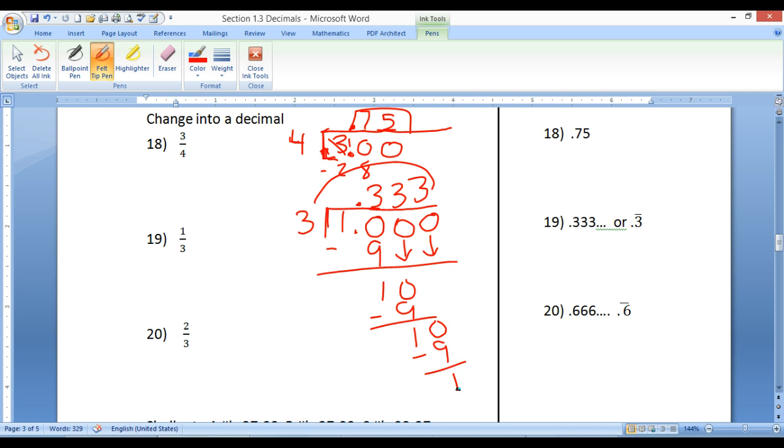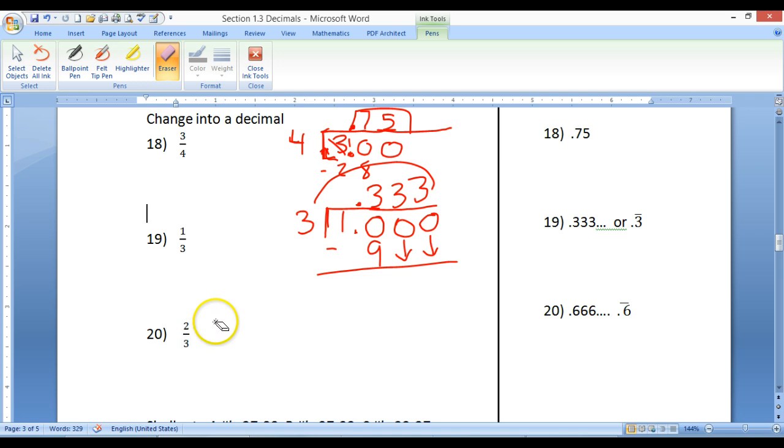So once you see that pattern repeating over and over and over, we write the answer as 0.3 with a line over top saying that 3 is going to repeat forever because I can keep adding another 0. And so the answer is 0.3 repeating. And I'm going to erase this so that I can go to the next question.